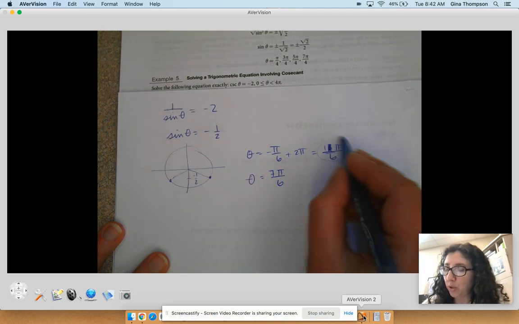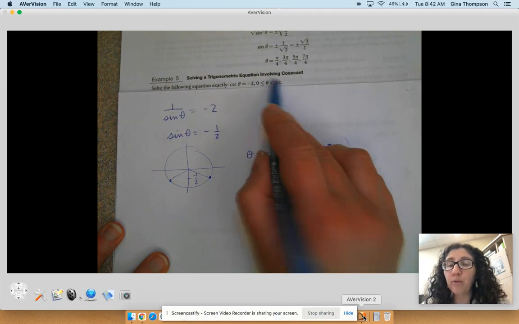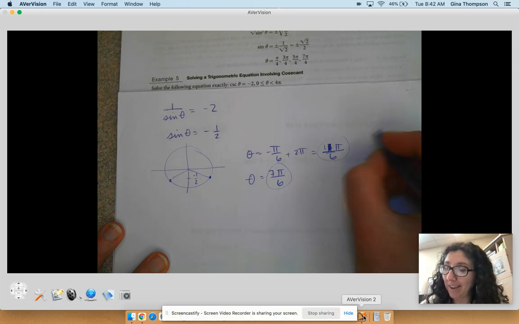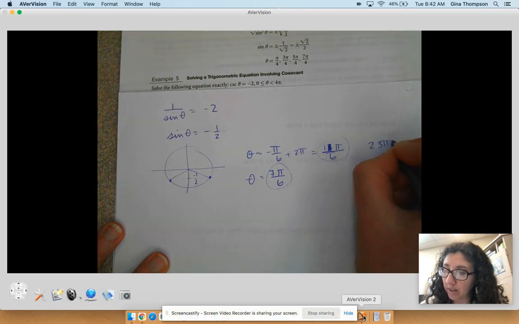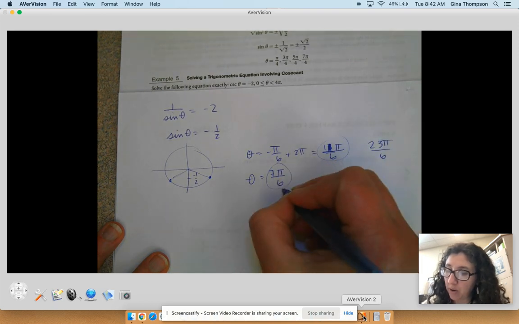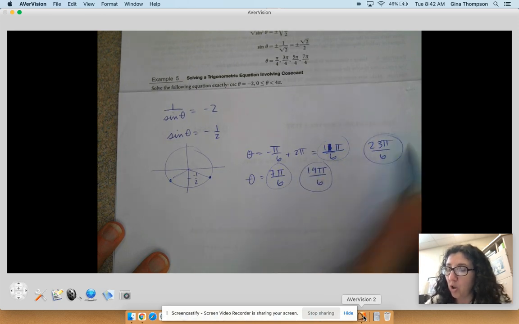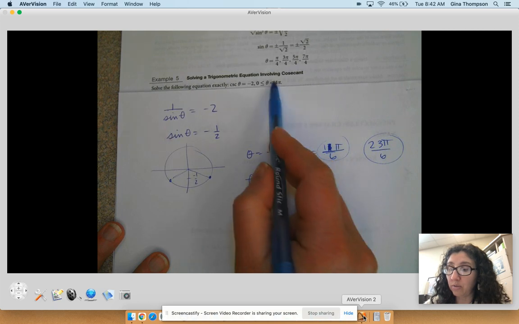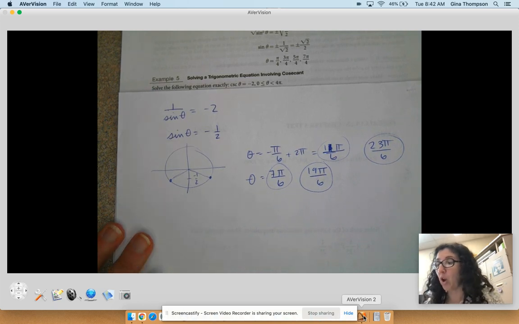So those are my two solutions between 0 and 2 pi, but this asks me between 0 and 4 pi. So I need to add 2 pi again for my second set of solutions. So let's see, plus 12 is going to be 23 pi over 6. And if I add 12 pi over 6, it's going to be 19 pi over 6. Those are the additional solutions because they told me to go between 0 and 4 pi. It's a little bit arbitrary for them to tell you to go between 0 and 4 pi, but they did. So we comply.